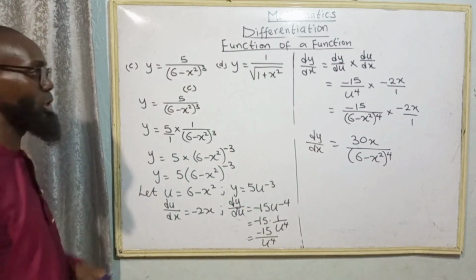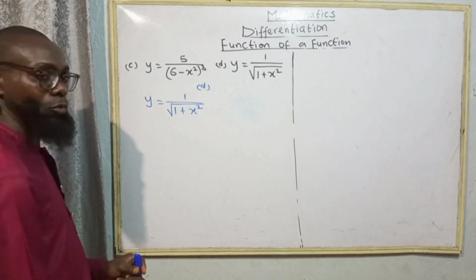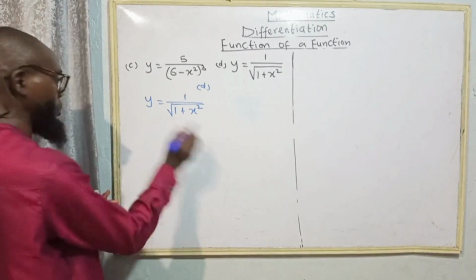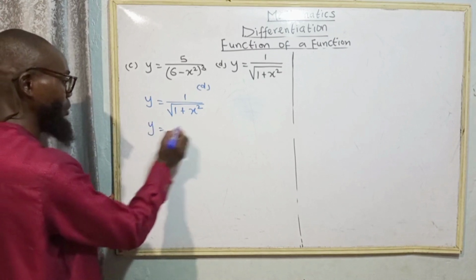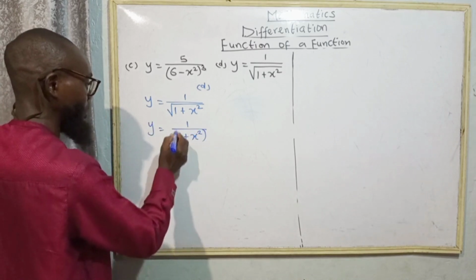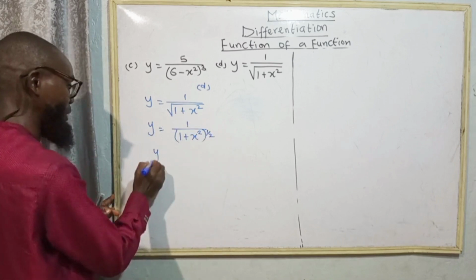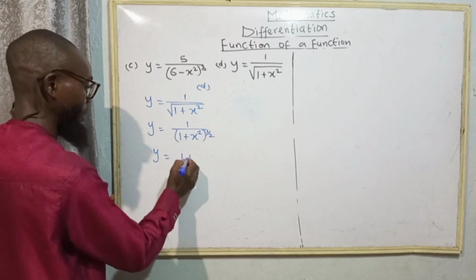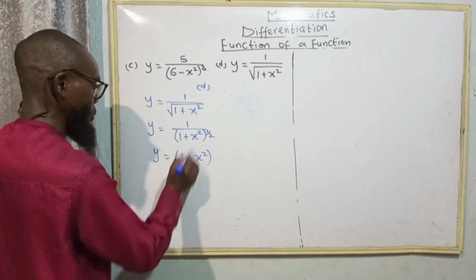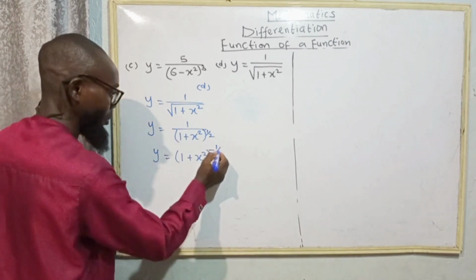So let's move on to question D. Question D: y is equal to 1 over the square root of 1 plus x squared. So this can be written as y equal to 1 over (1 plus x squared) raised to power, where the square root changes to 1 over 2. So y equals (1 plus x squared), and the 1 over becomes minus, then we have 1 over 2.